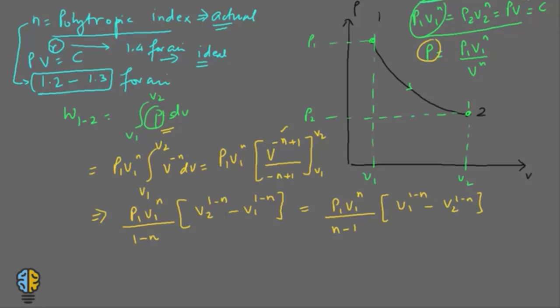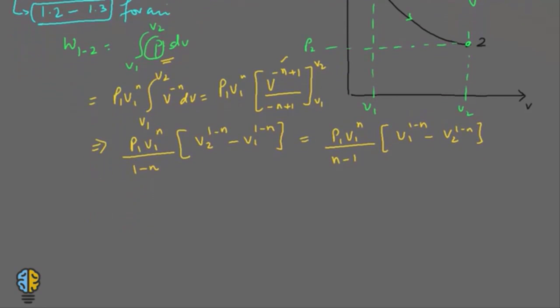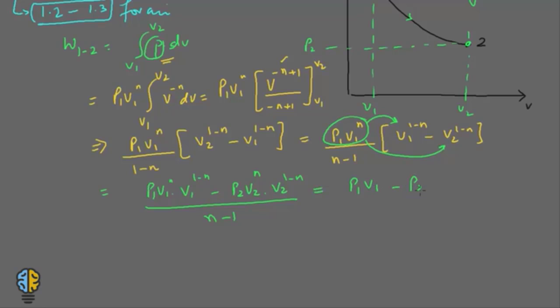Let's move forward now and multiply this term with this term, replacing P1 by P2 and V1 by V2, and then multiply this with this term. So we will get P1 V1 to the power n into V1 to the power 1 minus n minus P2 V2 to the power n into V2 to the power 1 minus n, by n minus 1. This will leave you with (P1 V1 minus P2 V2) upon (n minus 1).